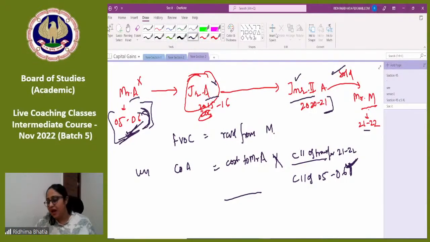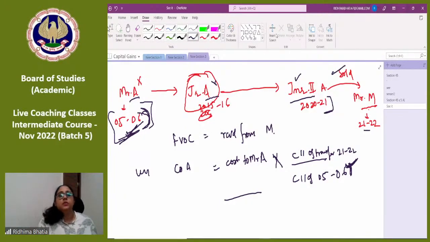आपको सी यहाँ पे आपको कॉस्ट ऑफ प्रीवियस ओनर लेना है. क्यों? कॉन्सेप्ट क्या है? क्योंकि जो कॉस्ट कभी इनकम टैक्स में डिडक्ट ही नहीं हुई, that you will take with the benefit of which was never given to income tax either to you or any person before that. You will take that cost, and that cost can be as per the same concept of either FMV or the cost to the previous owner, whichever is higher.